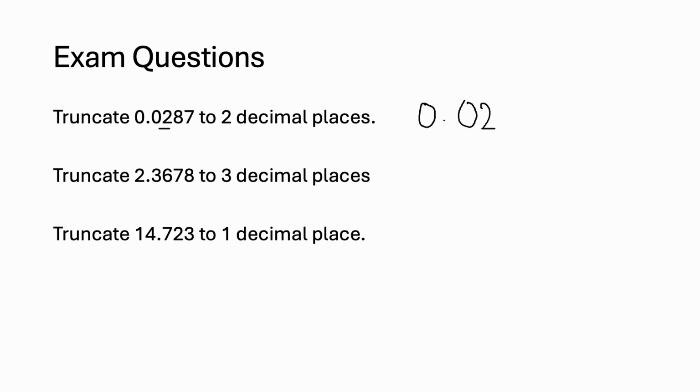Truncate 2.3678 to 3 decimal places. We look at the third decimal place, which is the 7, and we cut off all the numbers that are to the right next to it. So we get an answer of 2.367. Truncate 14.723 to 1 decimal place. Look at our first decimal place, which is a 7. Don't really care what number is next to it because we're essentially cutting it off. So we get an answer of 14.7.